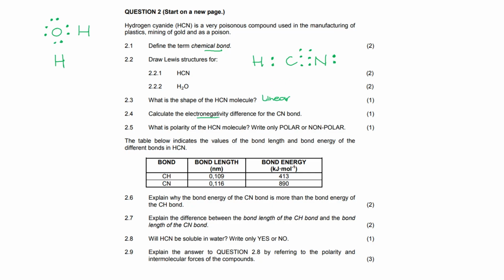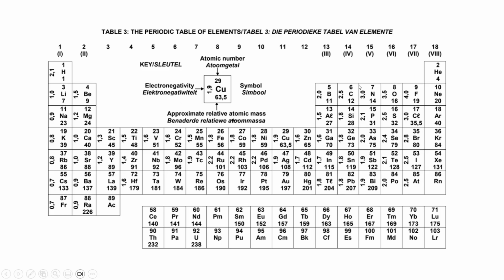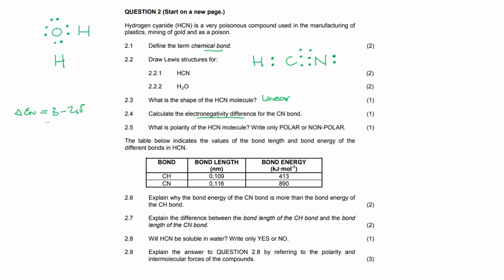2.4. Calculate the electronegativity difference for the cyanide bond. So we go to nitrogen. Nitrogen is 3. And we go to carbon, 2.5. So the electronegativity difference is going to be 3 minus 2.5, and I get 0.5.